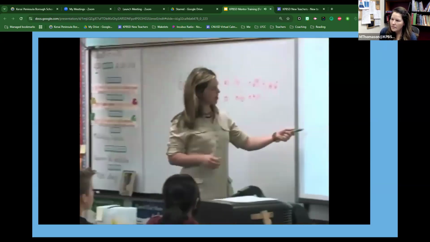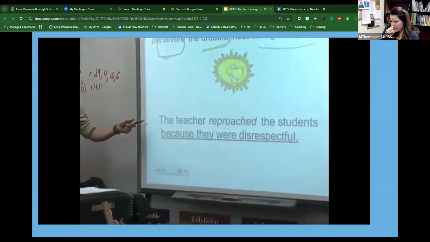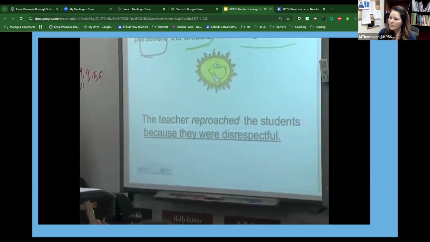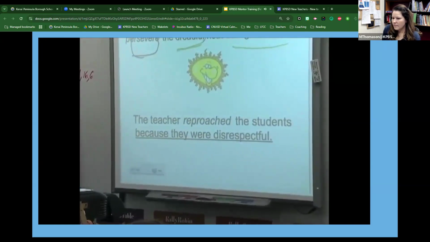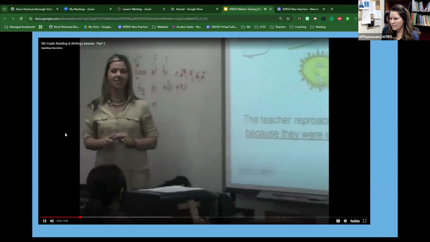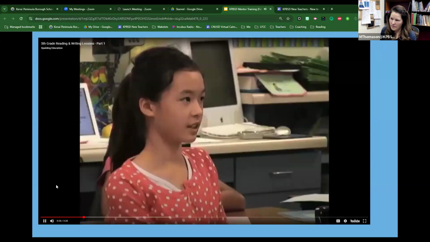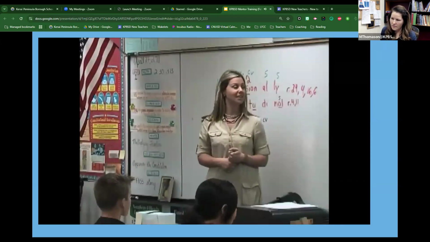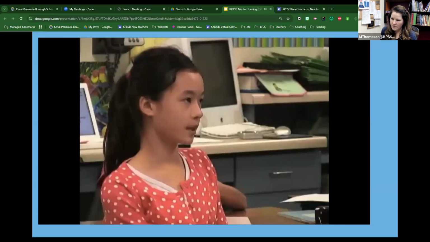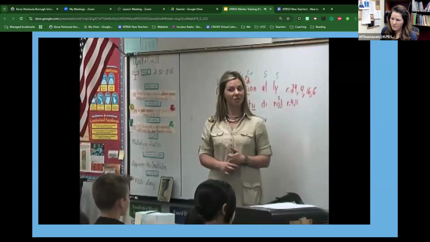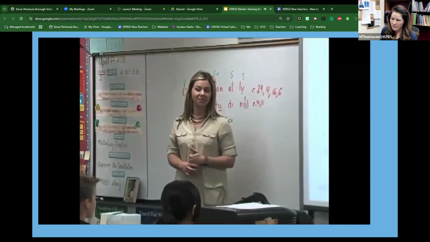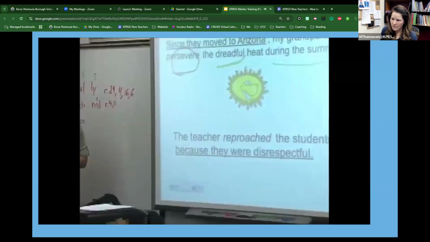Let's read this bottom model sentence. The teacher reproached the students because they were disrupting. What type of sentence is this sentence? Jennifer? It's complex. Can you tell me why? Because there's an independent clause and a dependent clause. Thank you. What is our dependent clause? Because they were disrespectful. Okay.